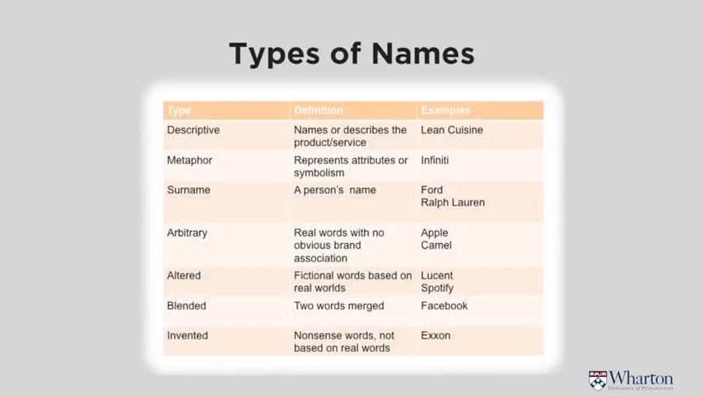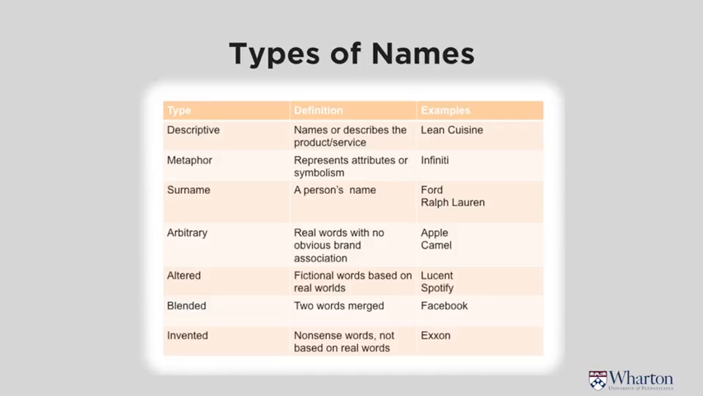So what are the different types of brand names? There's lots of examples, and I'll just go through this quickly. We can look at this chart here. There's a descriptive brand name, where it just basically describes the product or service. Lean Cuisine is like that. It's about non-fattening food. You know exactly what the product is by the brand name. There can be brand names that are metaphors that represent some kind of symbolism, like Nissan's Infiniti.